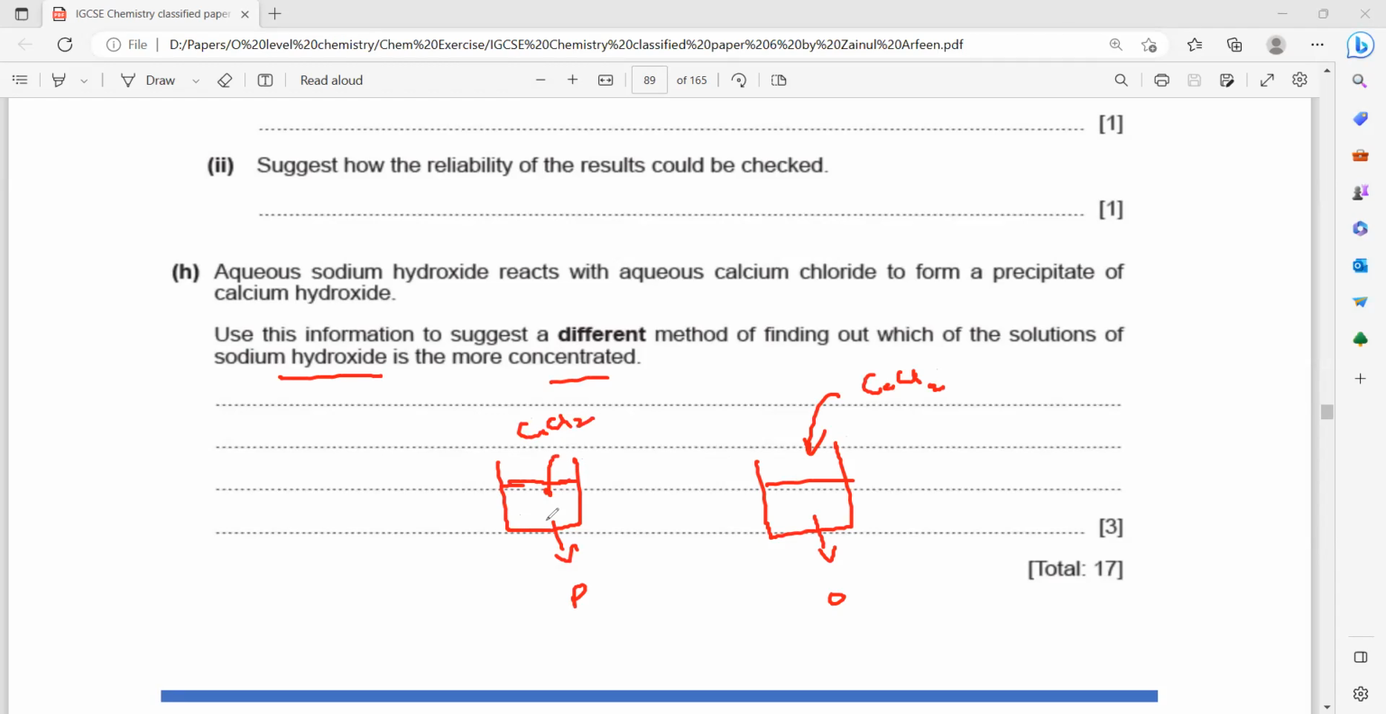When you add calcium chloride, calcium reacts with sodium hydroxide. As a result, it will produce a white precipitate. The one with a higher concentration will form a greater amount of the precipitate. You will filter, wash, and then weigh. The one which gives a greater mass of precipitate has a higher concentration. I will take the two solutions, add aqueous calcium chloride in excess until no more precipitate forms, and then filter, dry and reweigh to know which one gives the higher mass and so has a higher concentration.